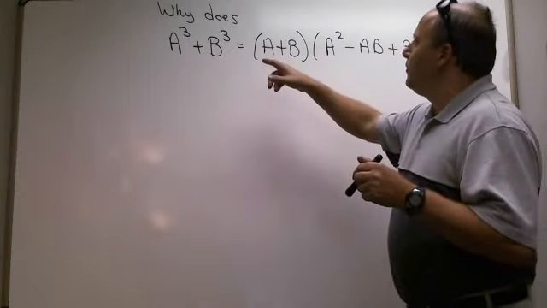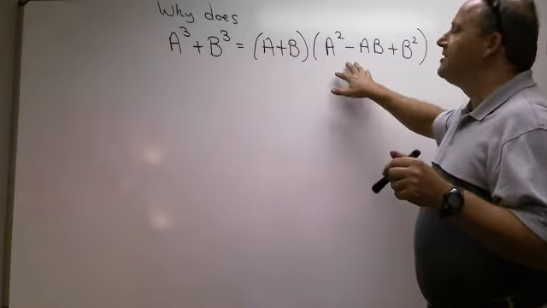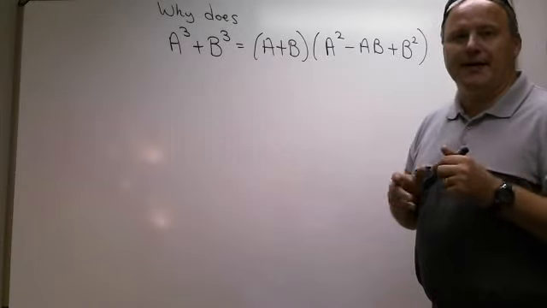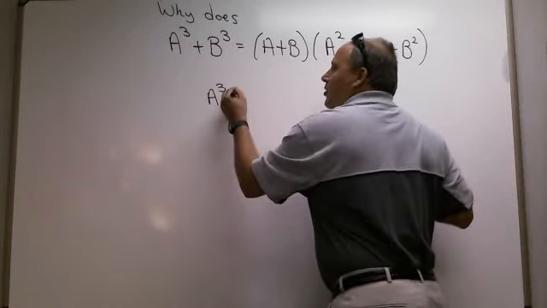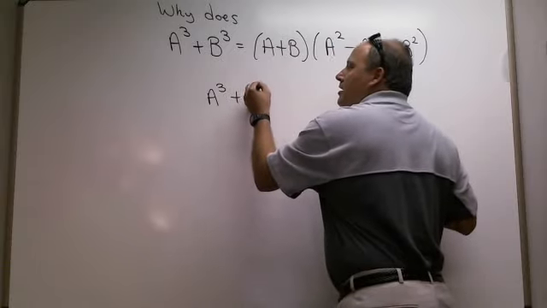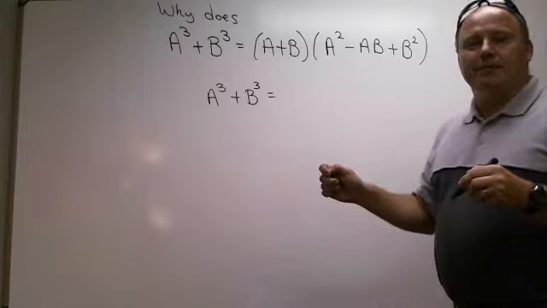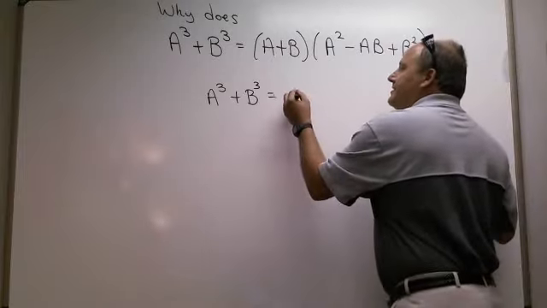So I'm going to show you why the sum of cubes equals this binomial times this trinomial. It's a little math trick to make this work. I'm going to begin with a cubed plus b cubed, and this is the math trick right here. I am going to put something in, and I'm going to take it right back out.